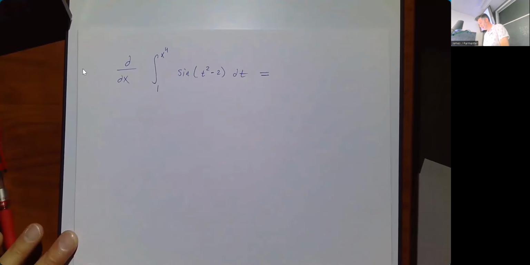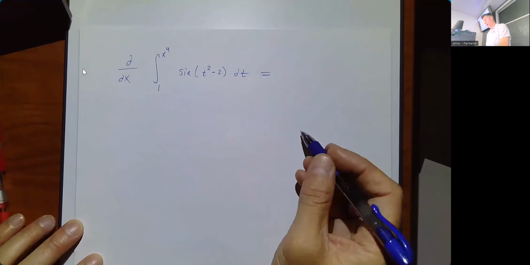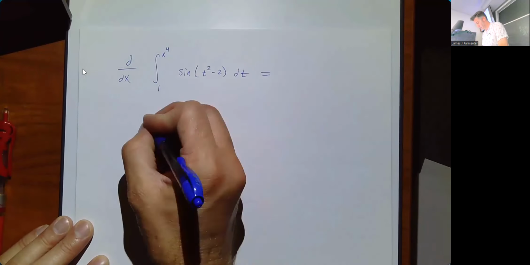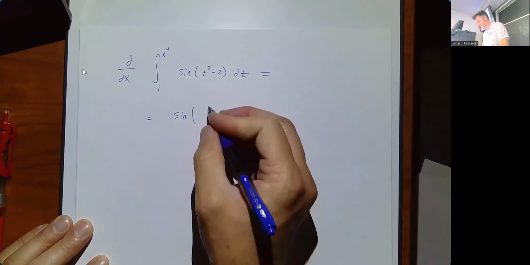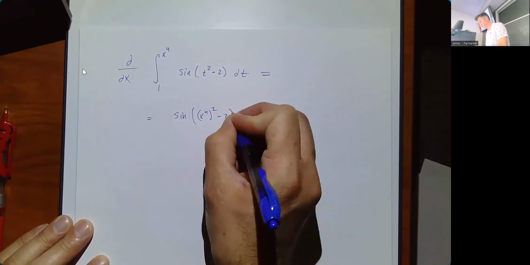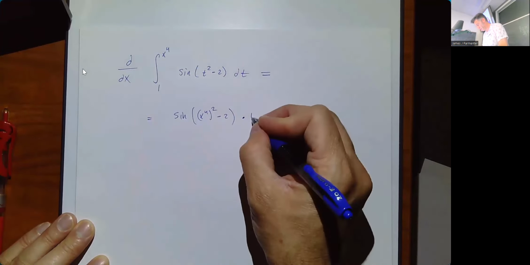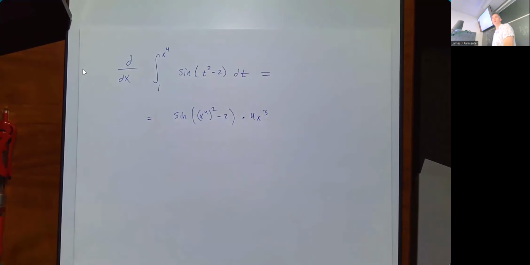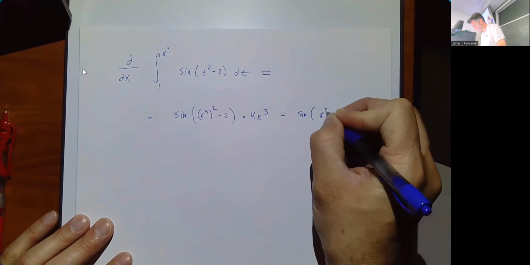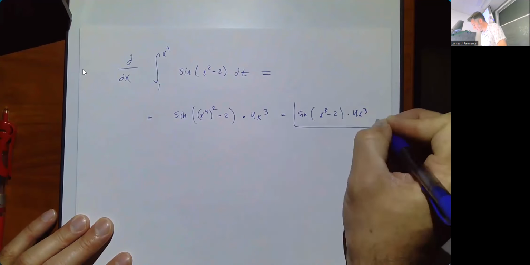Jorge. Apologies. So again, we're not doing the anti-differentiating here. We're just saying, I know that I'm going to sub in x to the 4th for t and get sine of x to the 4th squared, which we should write as x to the 8th minus 2. And then we're going to multiply by the derivative of that because of the chain rule. And then we could write this as sine of x to the 8th minus 2 times 4x cubed. And that's as simple as it gets.